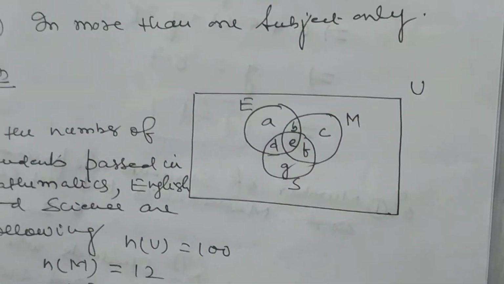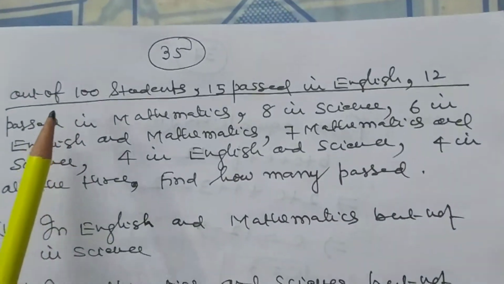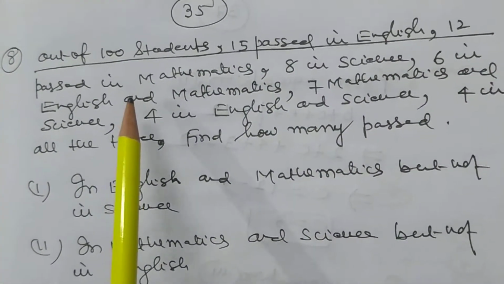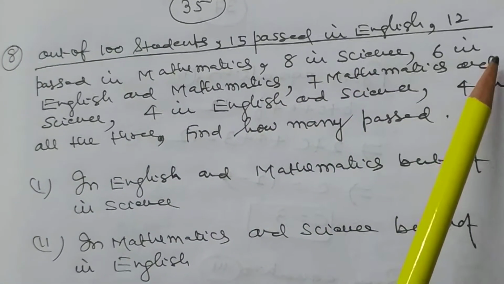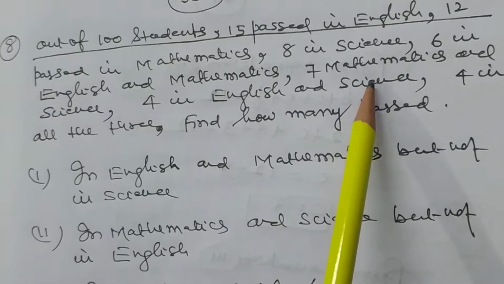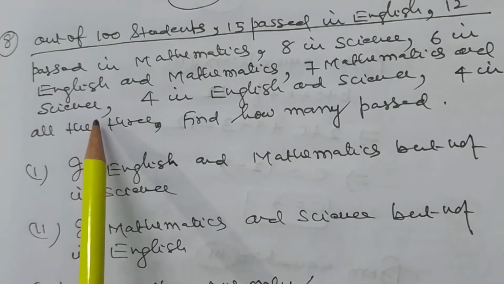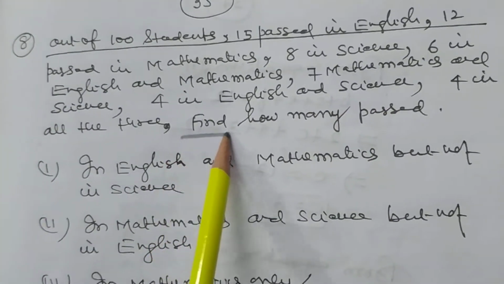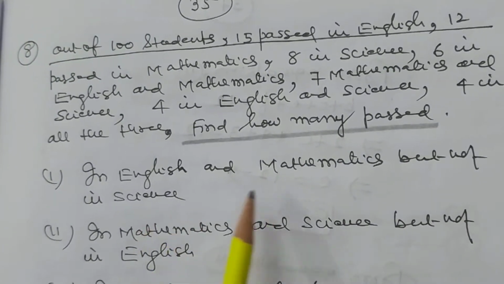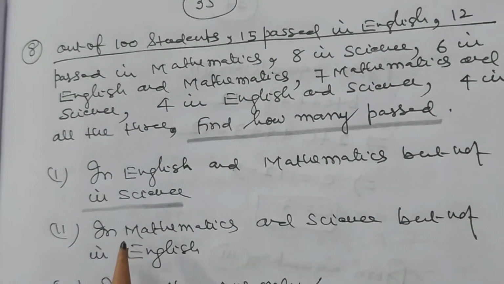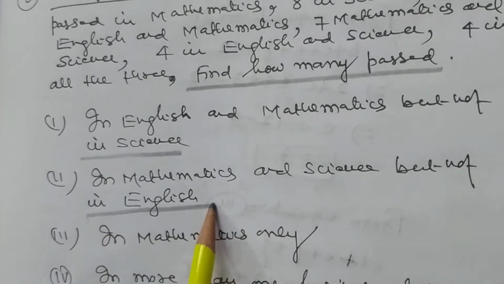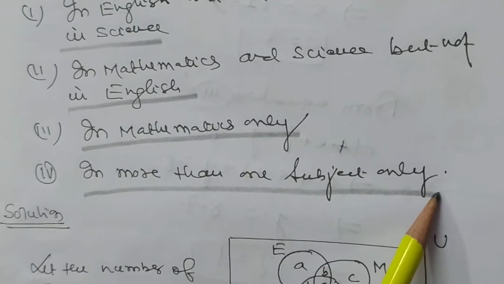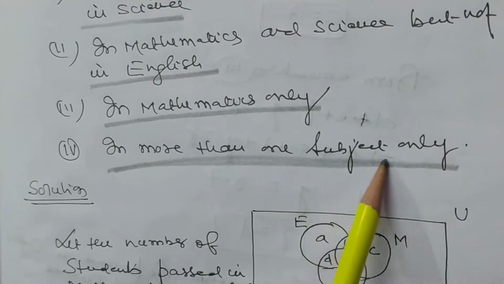My dear students, now I want to discuss problem number 8. Out of 100 students, 15 passed in English, 12 passed in mathematics, 8 in science, 6 in English and mathematics, and 7 mathematics and science, 4 in English and science, 4 in all the three. Find how many passed in English and mathematics but not in science, in mathematics and science but not in English, in mathematics only, and in more than one subject only.